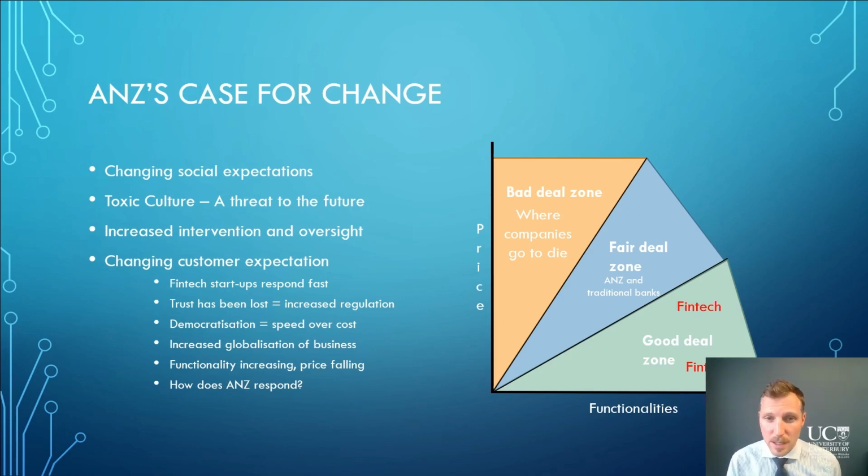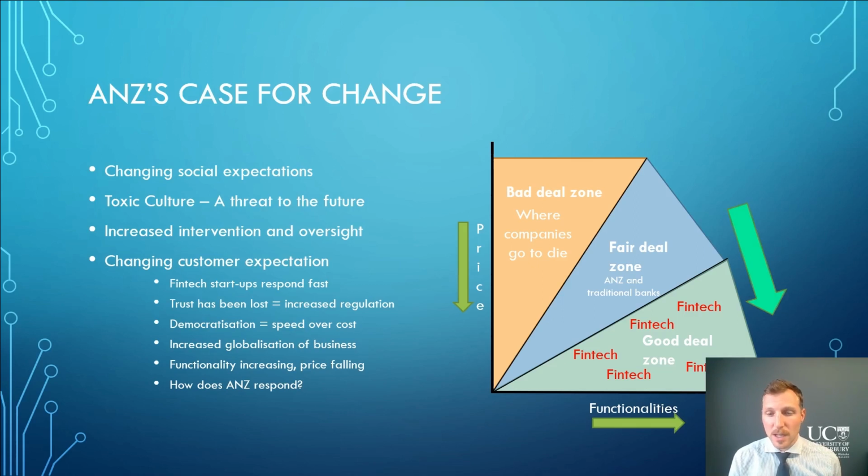And as we can see, decreasing prices coupled with increased functionalities gave rise to lots of new fintech businesses in the good deal zone, leaving poor old ANZ stranded high and dry in the fair deal zone. And eventually the market shifts down towards that good deal zone, leaving ANZ a little bit high and dry. But how would ANZ respond to such wide-scale changes which were about to be unleashed on the business?